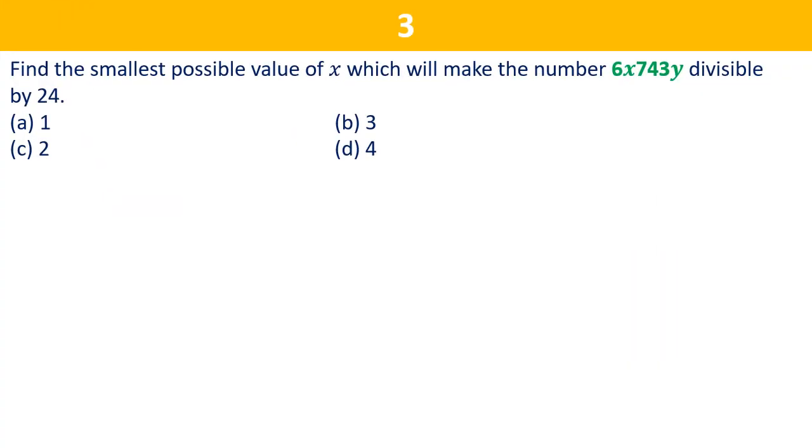Problem 3. Find the smallest possible value of x which will make the number 6x743y divisible by 24. First of all, we should think about what the divisibility test for the number 24 is. For that, we should take out two co-prime factors from 24. The co-prime factors of 24 are 8 and 3.